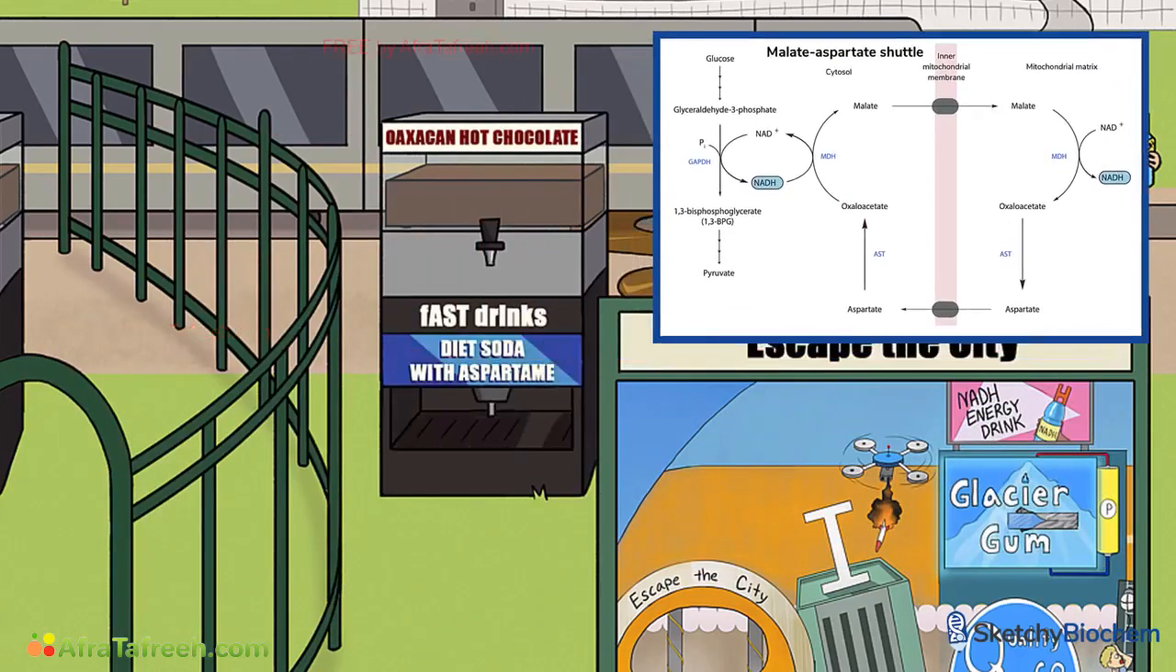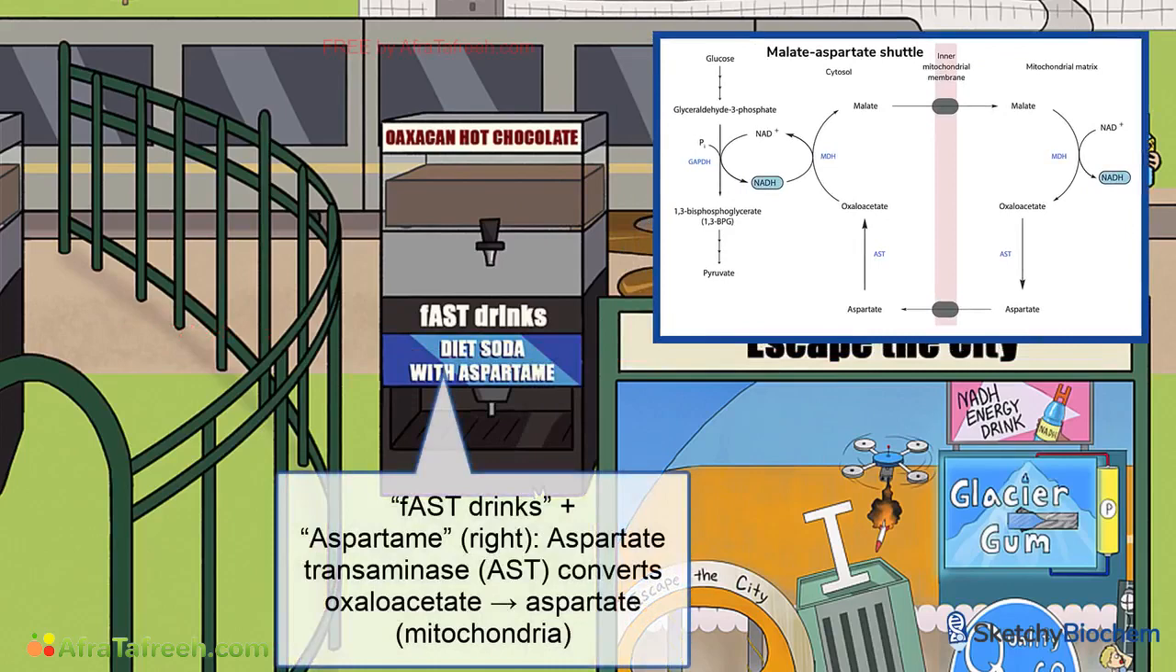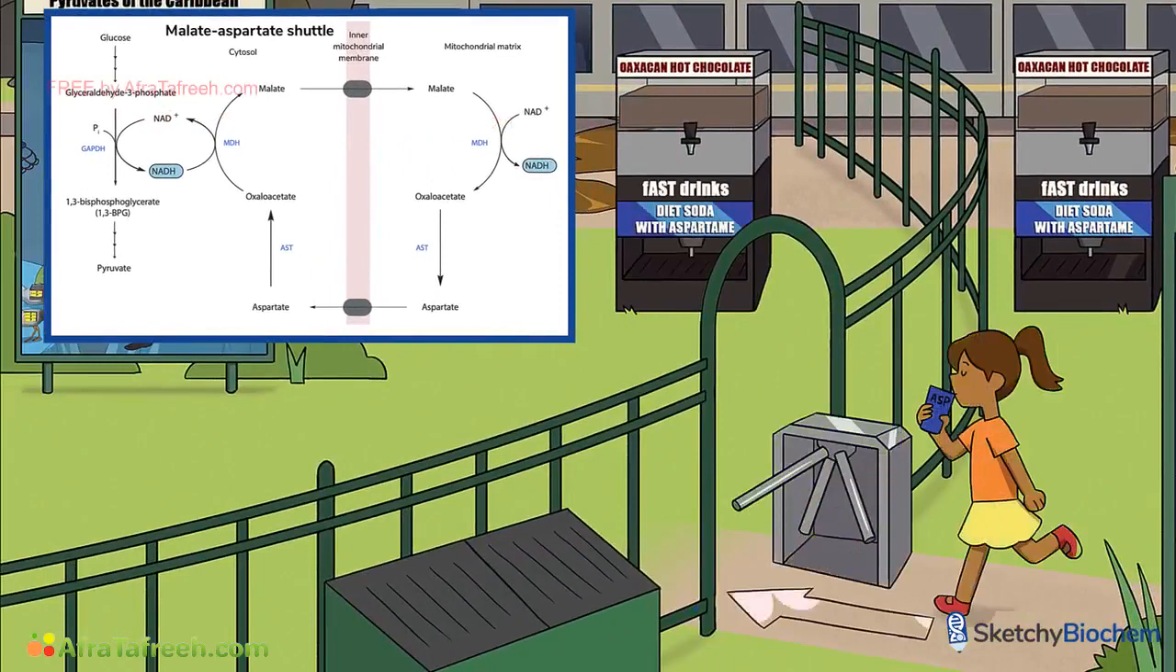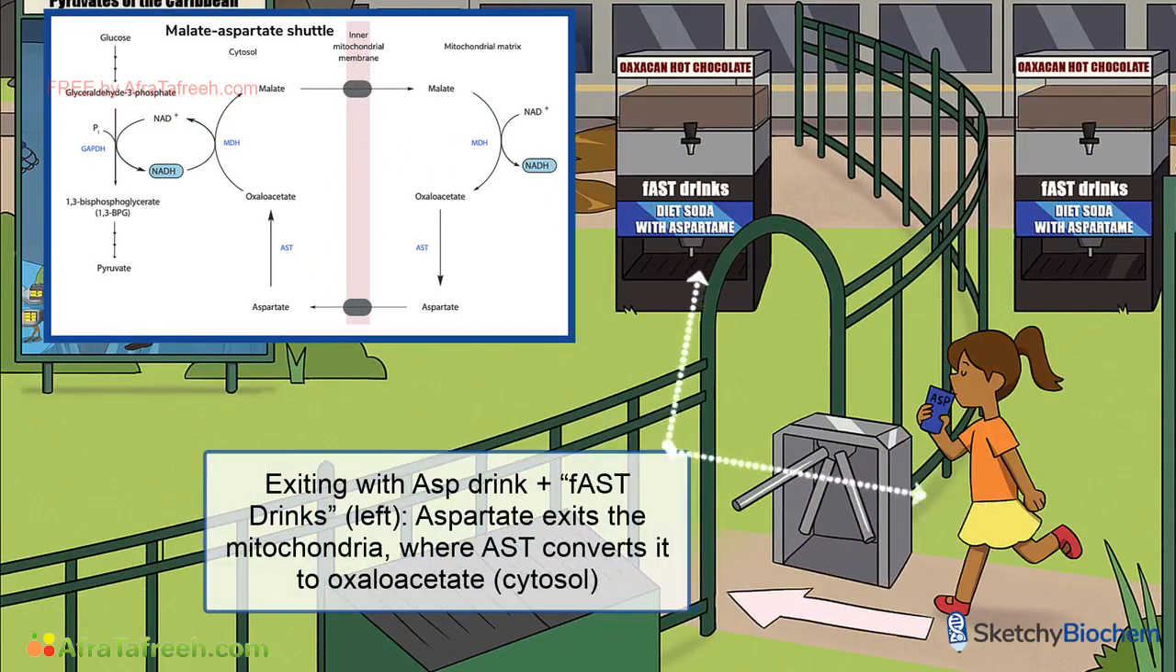Okay, that was cool, but a one-way shuttle is no fun, so let's finish out the cycle. Because oxaloacetate can't exit the mitochondria, it gets converted to aspartate via aspartate transaminase, or AST. Aspartate then exits the mitochondria, AST in the cytosol turns it back into oxaloacetate, and the cycle repeats.